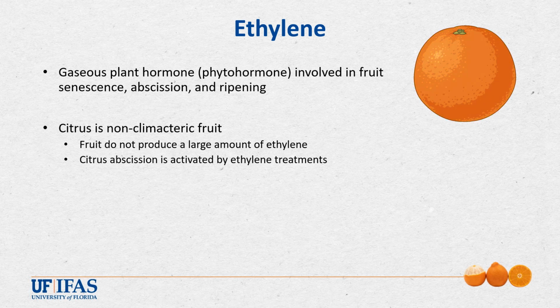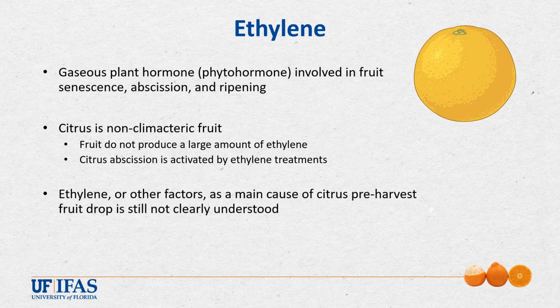When the fruit is removed from the tree, the maturation process halts, and although citrus is a non-climacteric fruit, the fruit does respond by dropping from the tree when treated with PGRs that induce ethylene production in the plant. Academic literature supports the general theory that pre-harvest fruit drop is a result of the increase in ethylene production, which ends in the fruit abscising from the tree. However, ethylene or other factors as a main cause of pre-harvest fruit drop in citrus is still not clearly understood.